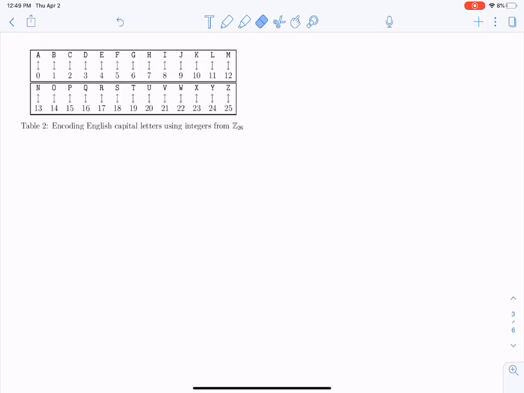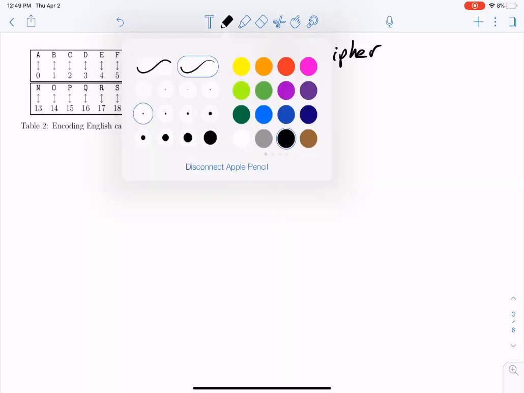Okay, in this video we're going to talk about the Affine Cipher. I'm going to go ahead and write that down. The Affine Cipher uses sort of like a linear equation to encode something, okay?